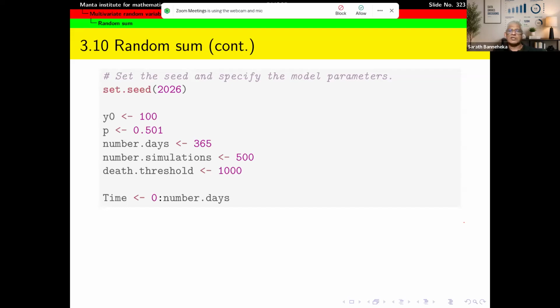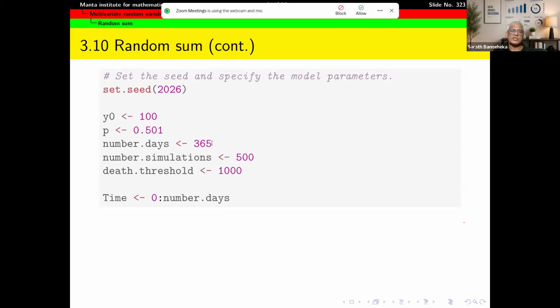So I have again considered my program. I have divided the program into two parts. Let's consider, for example, y naught to be 100. Let us assume that at the beginning there were 100 cells. And let's consider a p value which is just slightly greater than 0.5. Let's assume p to be 0.501. It's only very minutely greater than 0.5. And we can see what possibilities are there.